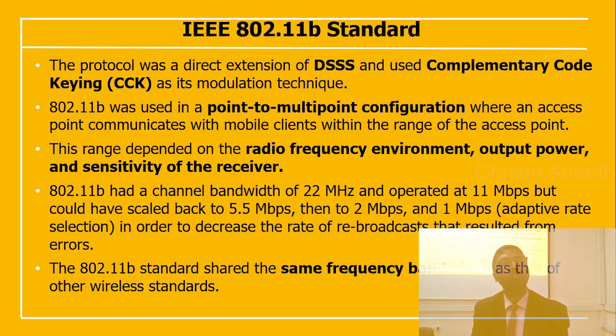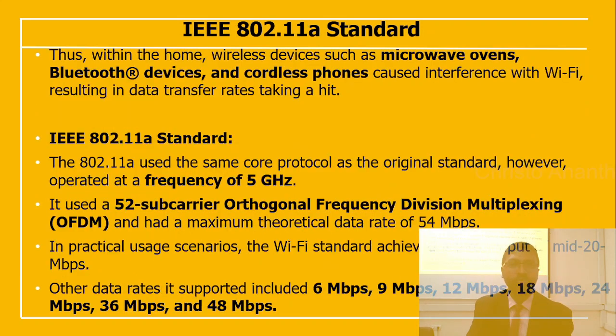This 802.11b standard shared the same frequency band as other wireless standards. Within the home, wireless devices like microwave ovens, Bluetooth devices, and even cordless phones cause interference with the Wi-Fi, resulting in data transfer rates taking a hit. Okay, so then we'll move on.